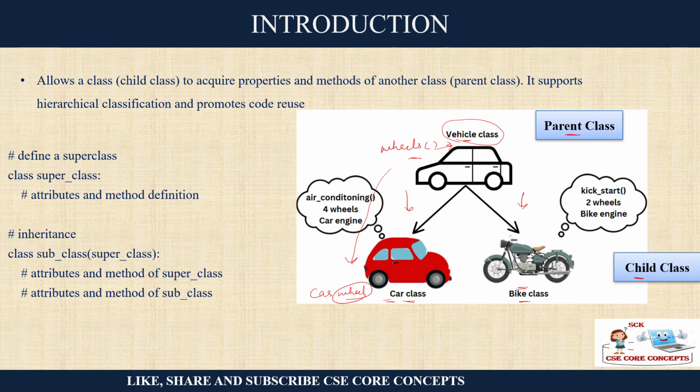So how to write this? Let's see the syntax. First you have to define a superclass. We will not call it parent class, you can, but generally it is called a superclass. You define the name of the class. Let's say here our class is vehicle, and you define the attributes and the methods. The attributes and the methods of the superclass can be used by all its subclasses.